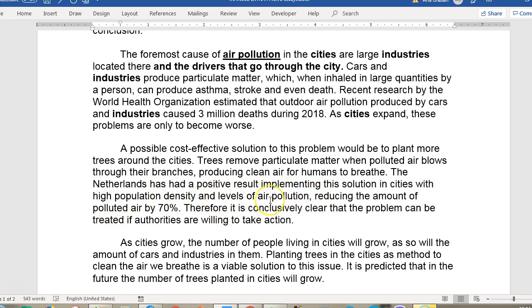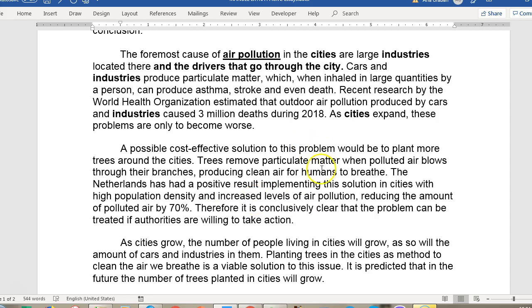And you can say and increased levels of air pollution, because if you think that this high modifies both population density and levels of air pollution, it gets a bit confusing. So perhaps you could say increased as a synonym to high. Reducing the amount of polluted air by 70%.